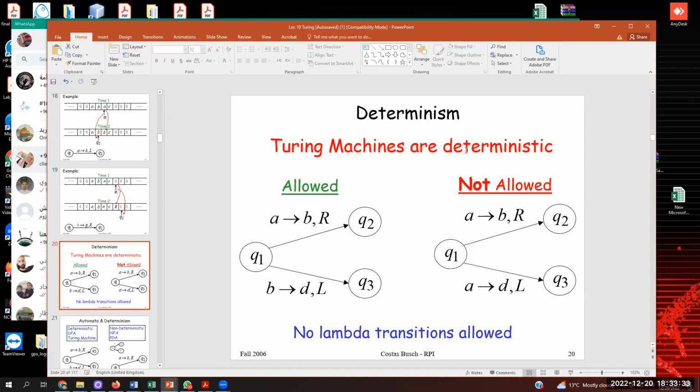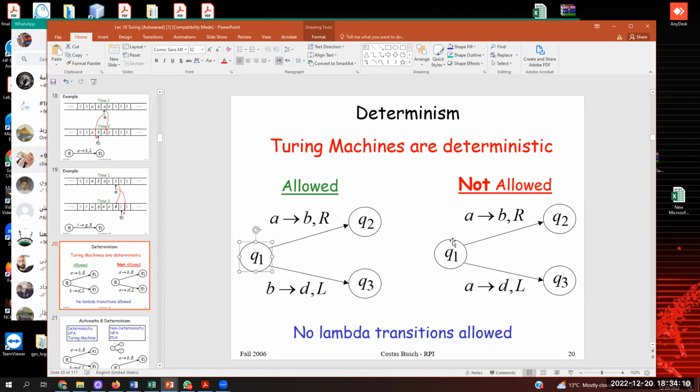So the Turing machine is deterministic. Remember, we have deterministic and non-deterministic automata. Turing machine is always deterministic. It will never be non-deterministic. For example, if I am at Q1, I say read A. If you have A, read it, write B instead, move to the right. But if you have a B, write D and go to the left. This is okay. That's allowed. That's deterministic, which means every time I want to read, I could have either A or B.